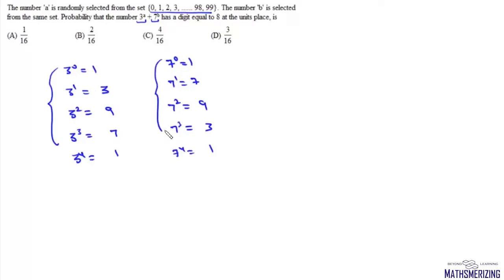Now it says we need to find the probability that the number has digit equal to 8 in the units place.